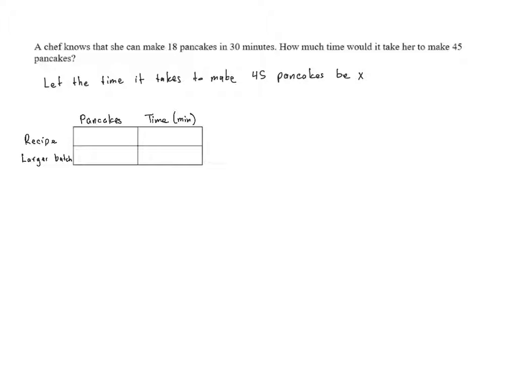And let's fill in the information. The recipe says that she can make 18 pancakes in 30 minutes, so that'll be 18 pancakes in 30 minutes. The larger batch is going to be 45 pancakes, but we're not told how many minutes it would take, so that is our x, as we wrote in the let statement. Now that we have our table filled out, we can transfer these numbers directly into a proportion. This is going to be 18 over 45 equals 30 over x, and we're going to use cross multiplication to solve.